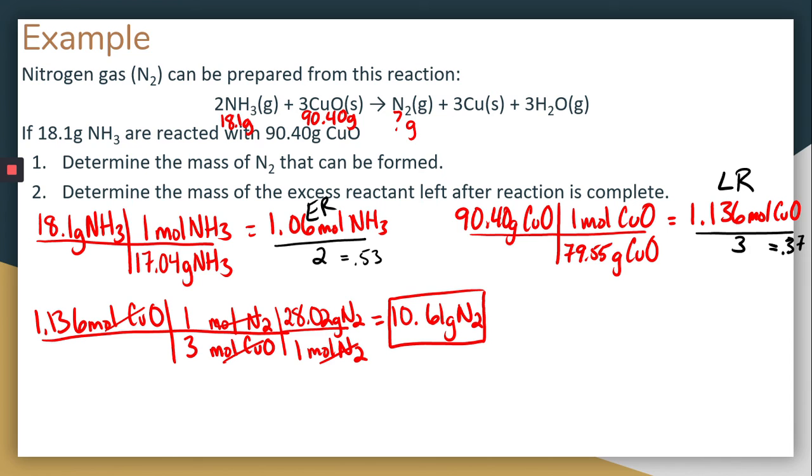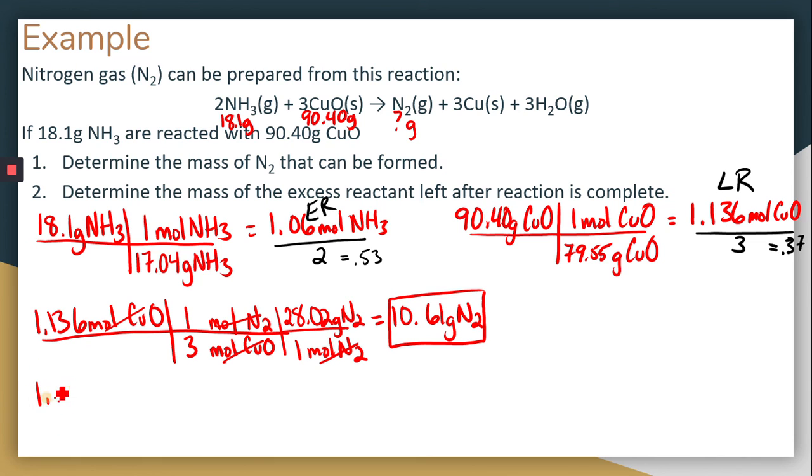So there's my answer to part 1, and then I have to figure out part 2: determine the mass of the excess reactant left over. So this is like we've used up all of our bread. How much cheese would we have left if we made that many sandwiches? So what I have to do is figure out how many grams of ammonia I used and then subtract it from the 18 grams that I had to begin with.